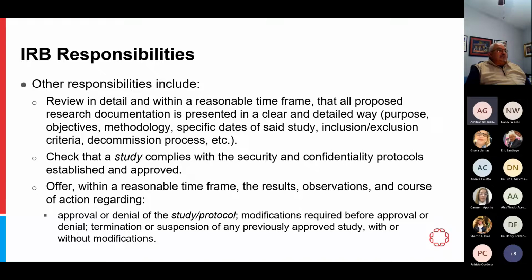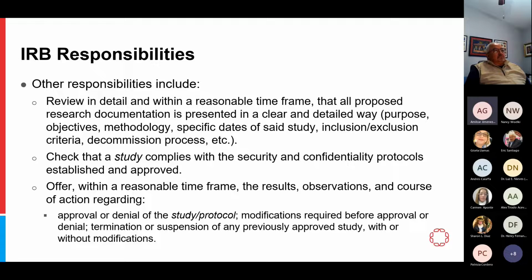Moreover, other responsibilities include the review, in detail and within a reasonable time frame, that all proposed research documentation is presented in a clear and detailed way. That includes the purpose of the research, objectives, and overall methodology. Okay, specific dates of the study, inclusion and exclusion criteria, the recruitment process, and a whole bunch of other things that we're going to discuss a little bit later.